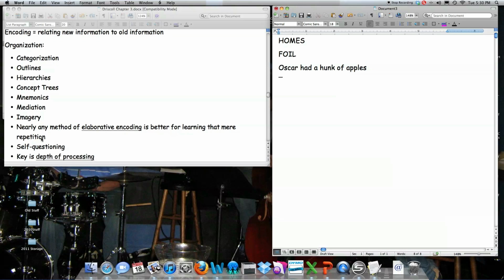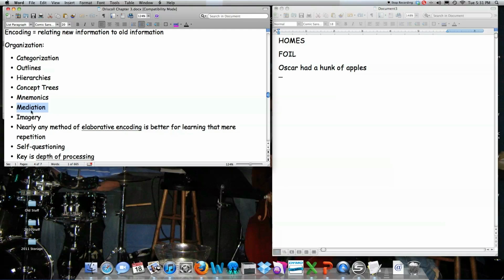Another way to organize information would be through mediation. Mediation means you're using something in between the information and your mind to organize. The best two examples I can think of would be using a story, particularly a well-known story, and placing the information somehow in the story, or making up a new story. You tend to remember story form better than just pure content, bare facts.